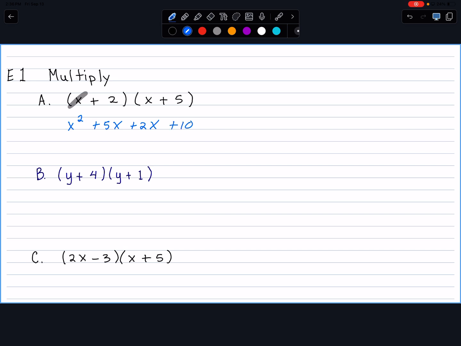The last thing we are going to do is go back to what we've been doing with addition or subtraction. If there's any like terms that we can combine, we're going to do so. We're going to notice that 5x and 2x are like terms. So we have our x squared. We have 5x's and 2x's, which is 7x's. And then finally, we have 10. In regards to letter A, do you have any questions?